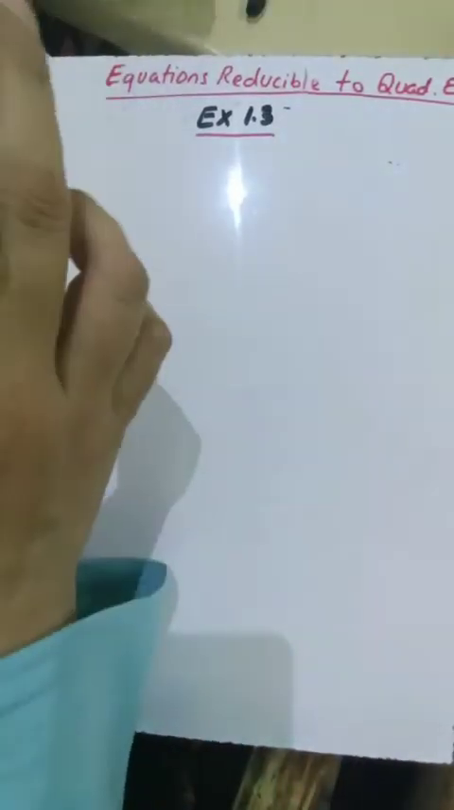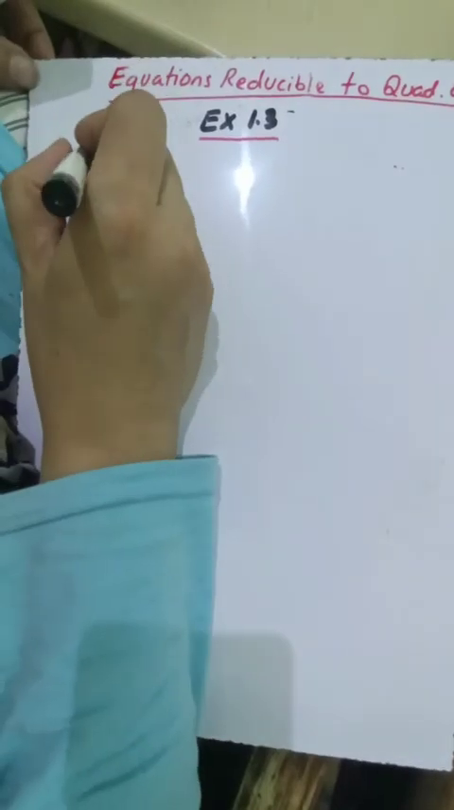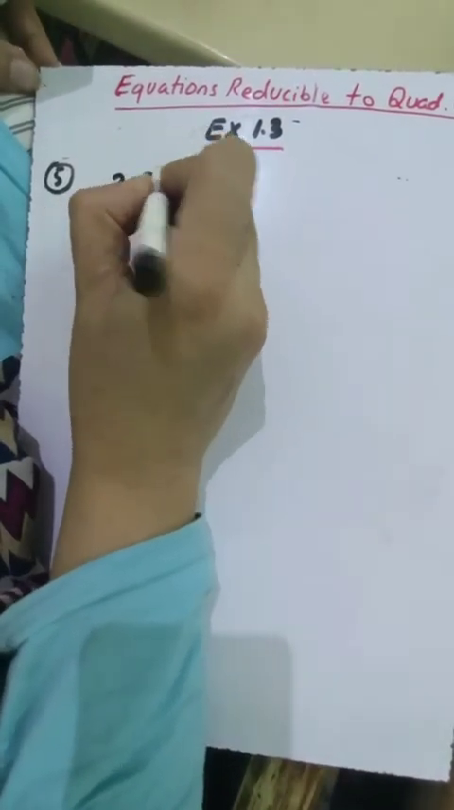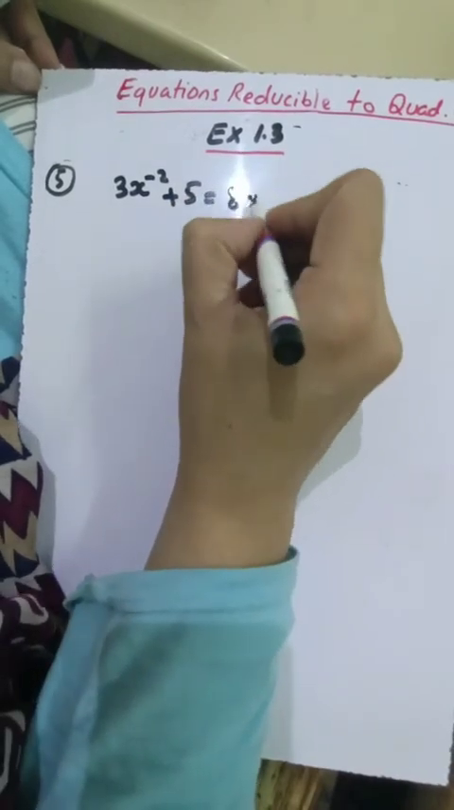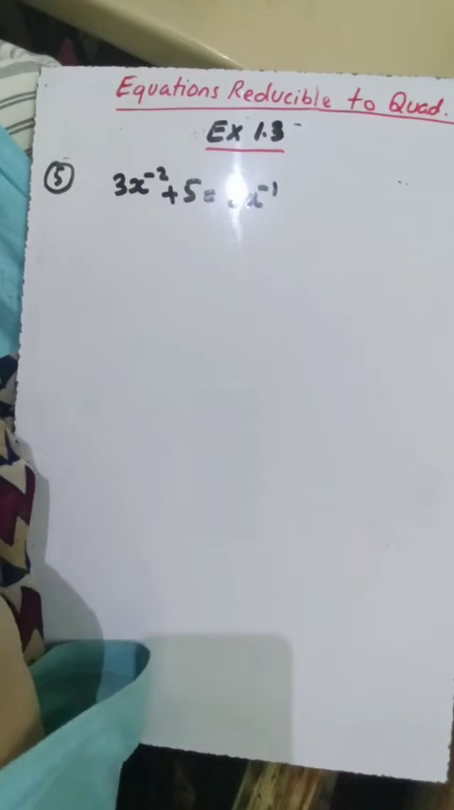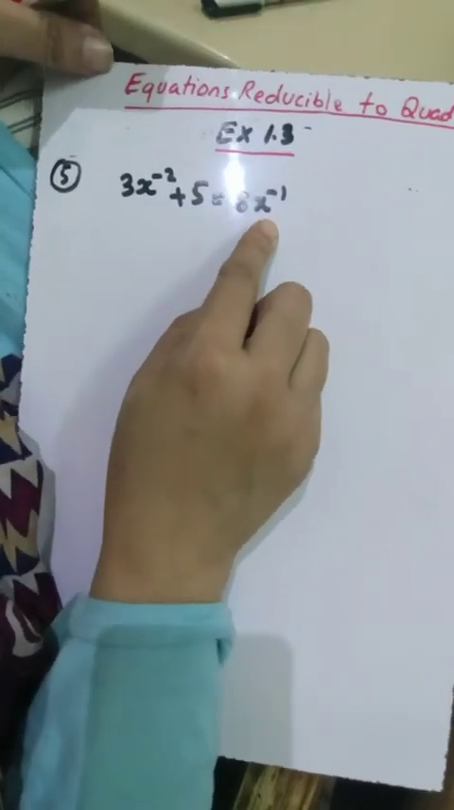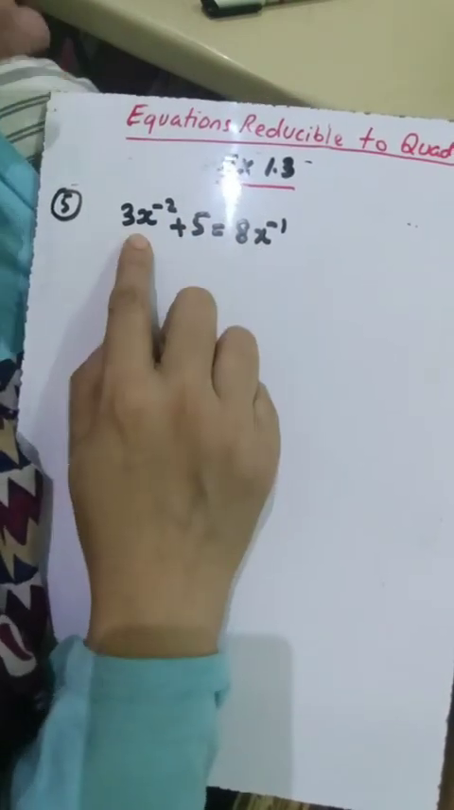Another question in your exercise was question number, I think 5, maybe 3: x raised to power negative 2 plus 5 is equal to 8 x raised to power negative 1. This is the question, and as you may see, if I square x raised to power negative 1, I will get x raised to the power negative 2. Squaring this will give us this.